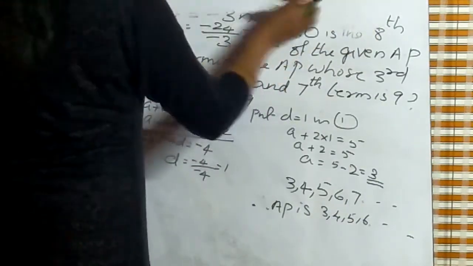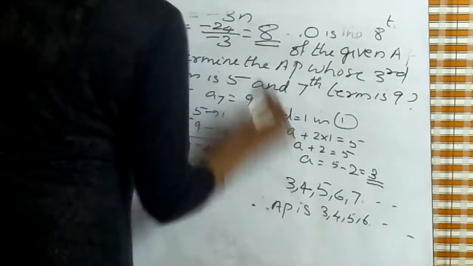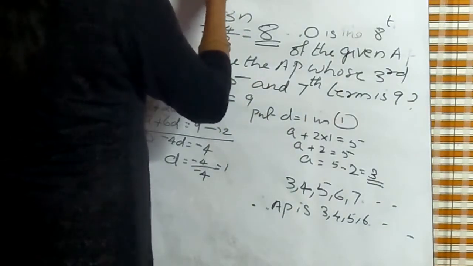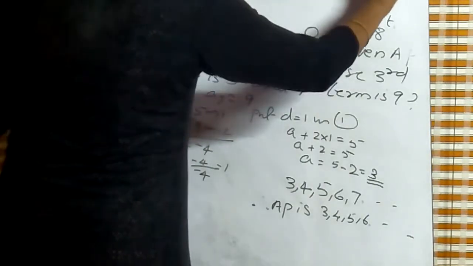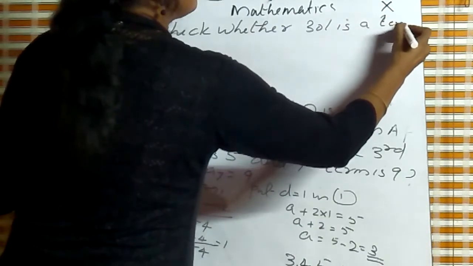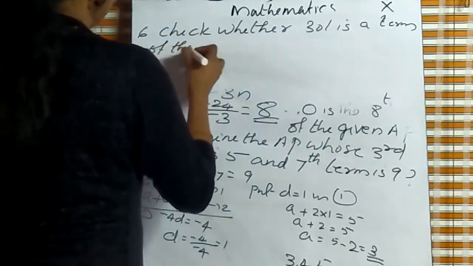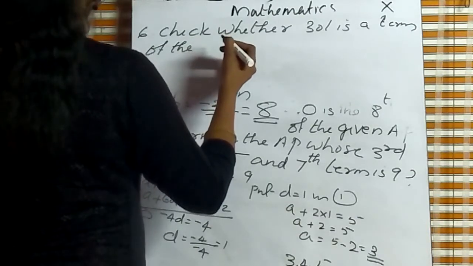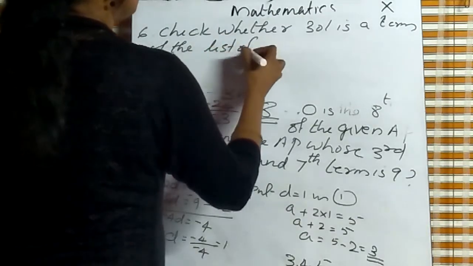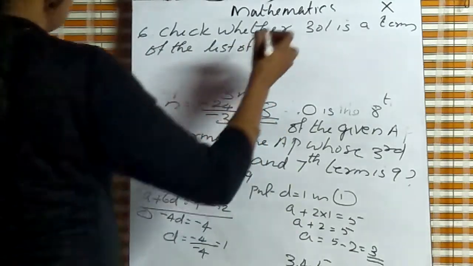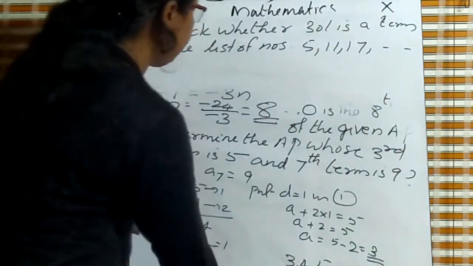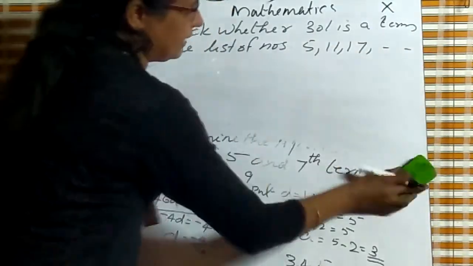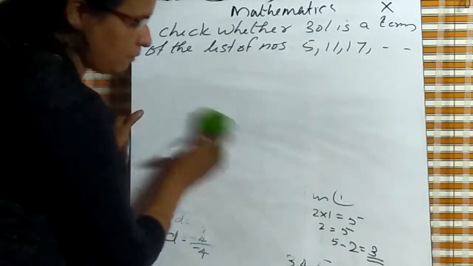Then, next question. Check whether 301 is a term of the list of numbers 5, 11, 17, etc. Here we take 301 as the an, the last term of the AP, and find n.